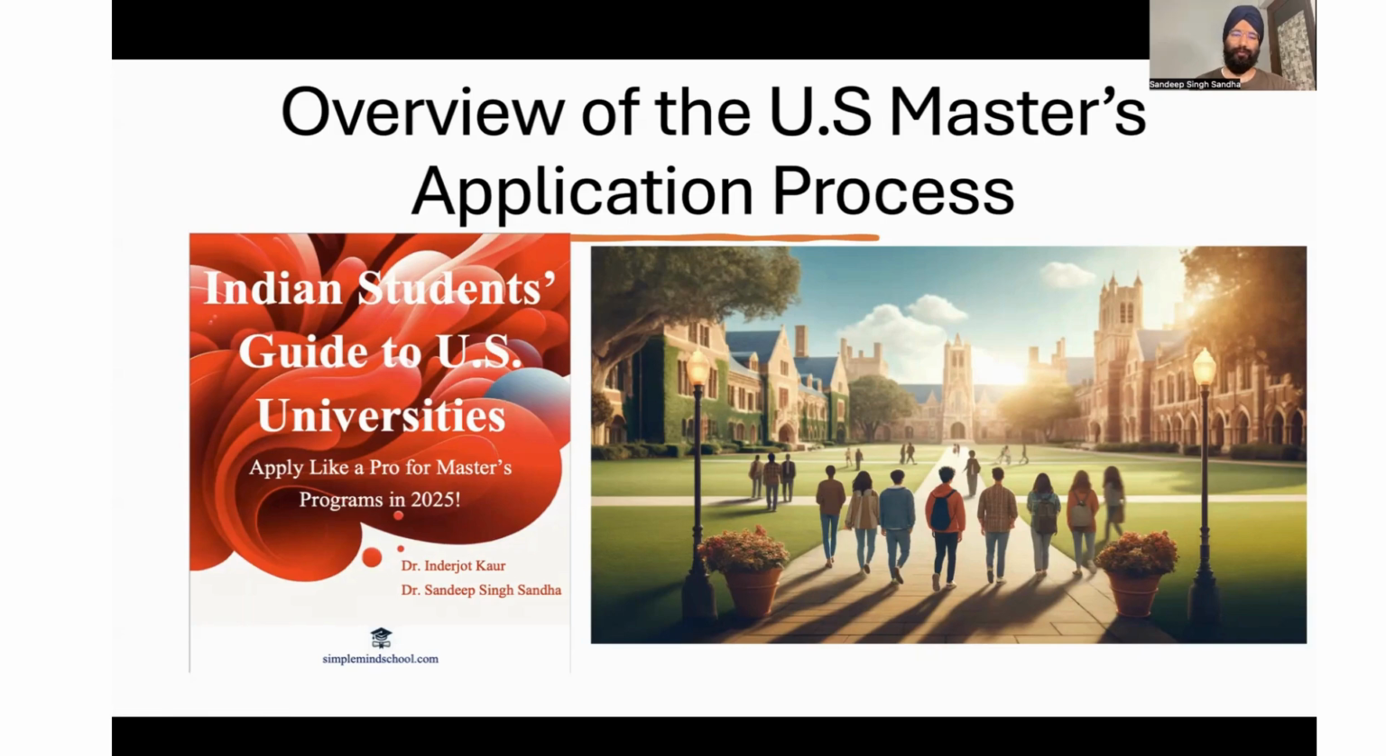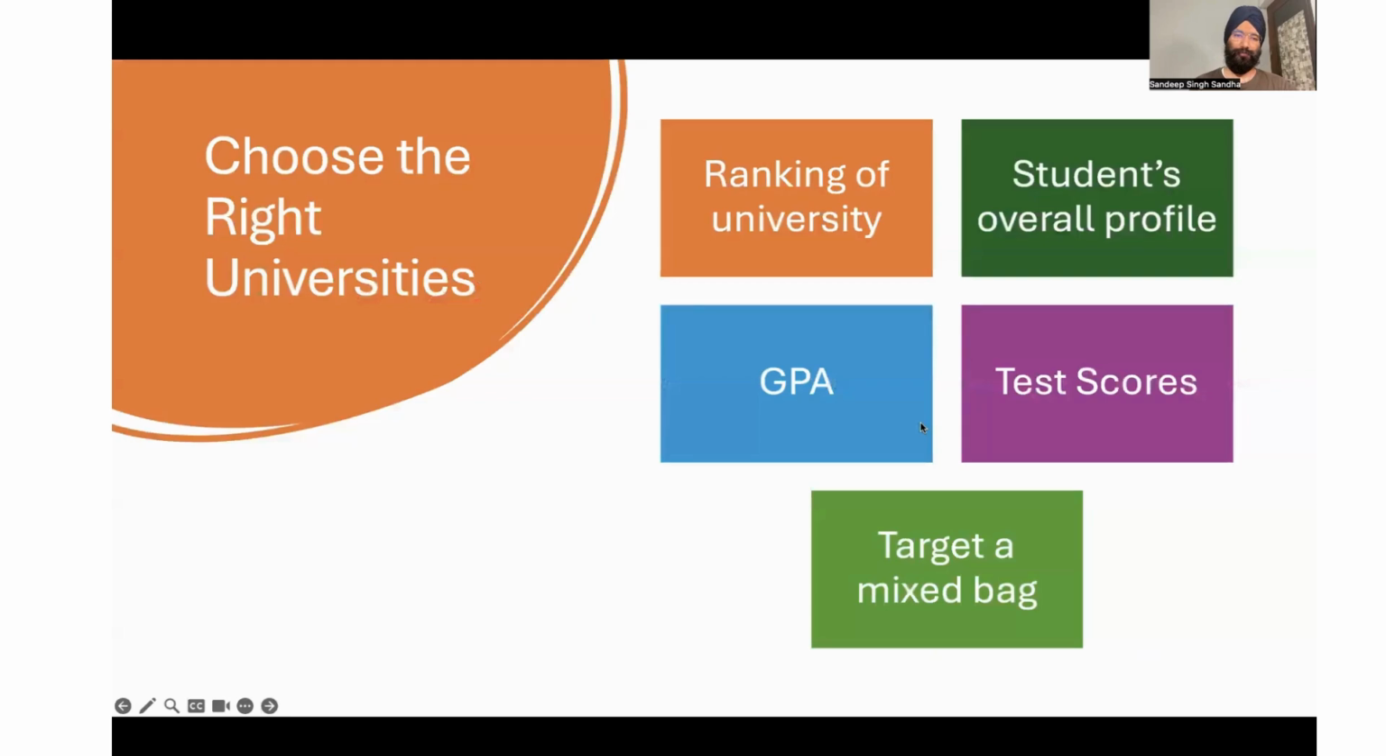One of the most important things for you to consider before you start everything else is to choose the right universities. Choosing the right universities actually will tell you where you lie, what your student profile is according to you. It is based on your GPA, test scores, ranking of different universities. So you know in this entire ladder, where do you think yourself?